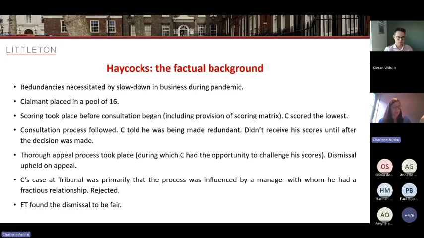So I've just been asked to repeat the case name. So that's Valimulla.